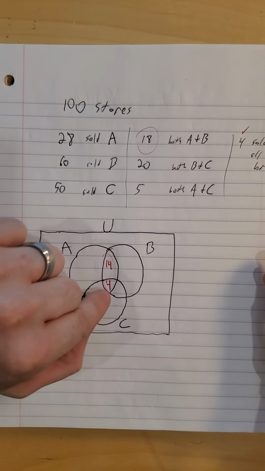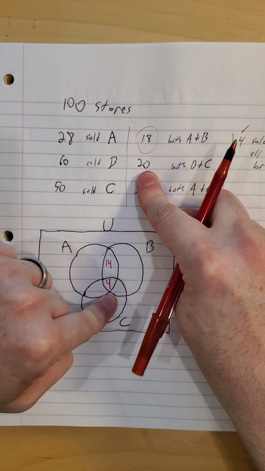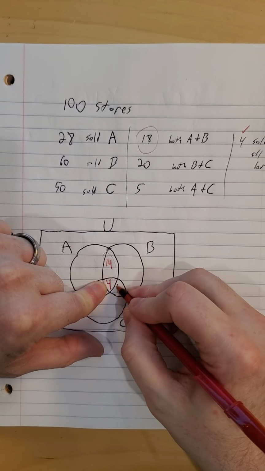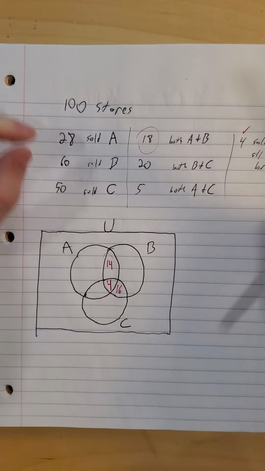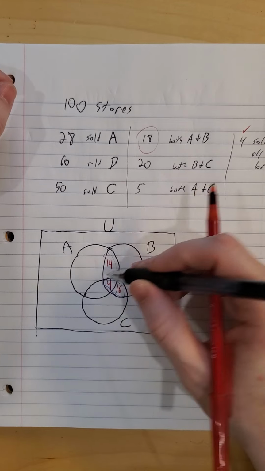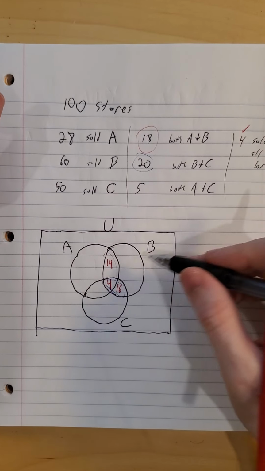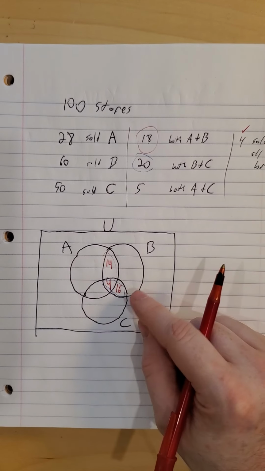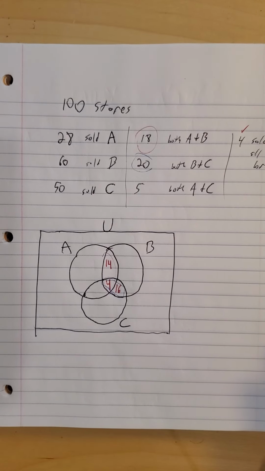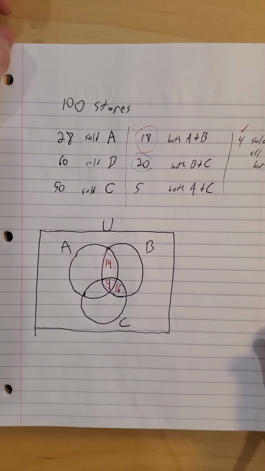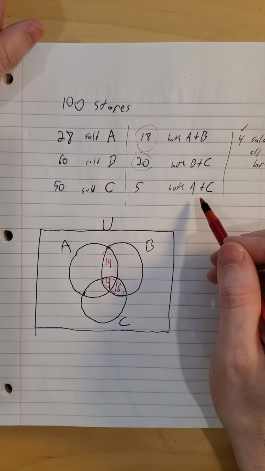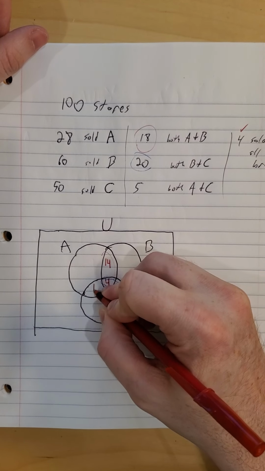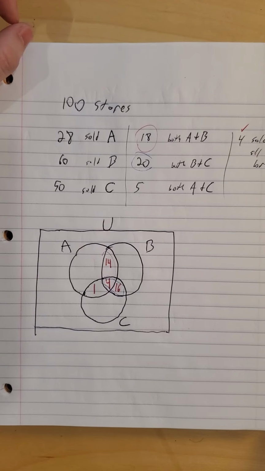As far as brands B and C, 20 sold B and C. 4 of them are already on here, leaving us a remaining 16 for a grand total of 20 that are in the overlap of B and C, 4 that sold all 3, 16 that sold B and C but did not sell brand A. So both A and C, 5 total, 4 are already up there, so 1 left.